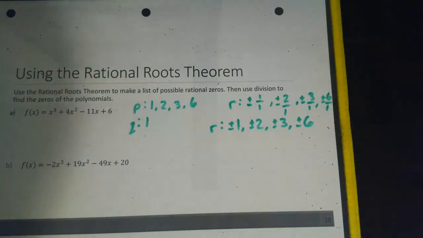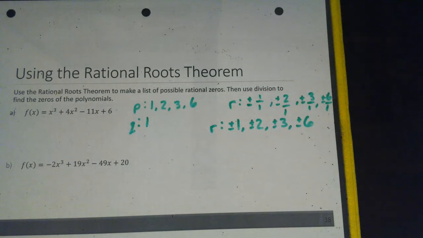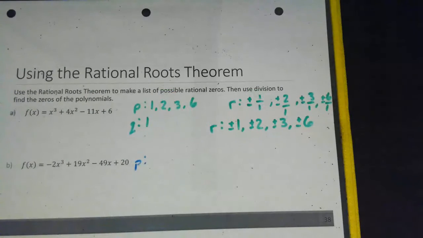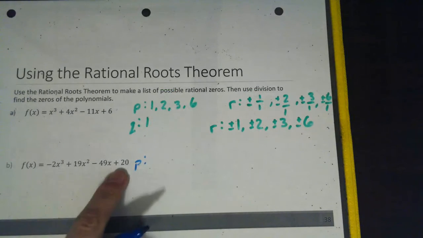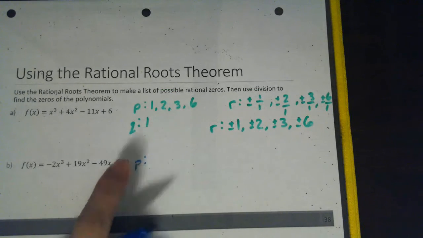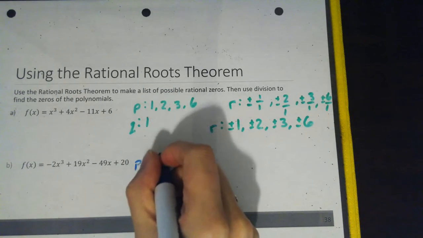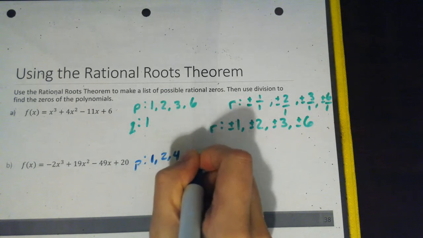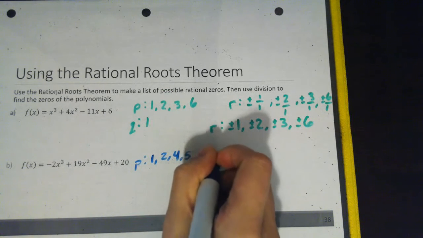Now we're going to try this again, but with one that has a few more factors. So we're going to look at f of x equals -2x cubed plus 19x squared minus 49x plus 20. So let's start with our p and q values. P covers all of the factors of our constant term. The factors of 20 are 1, 2, 4, 5, 10, and 20.